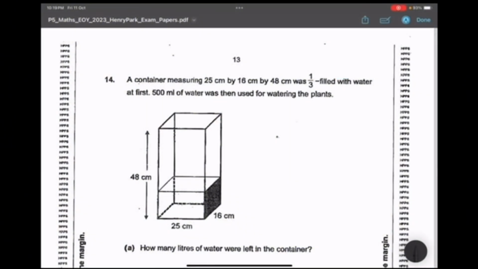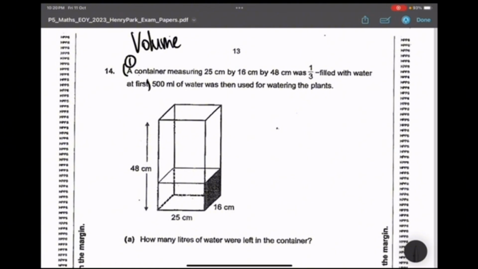Okay, moving on to question number 14. Right off the bat, I know that I am looking at a volume question. Alright, let's read it together. A container measuring 25 cm by 16 cm by 48 cm was 1/3 filled with water at first. Alright, this is my sentence number 1.